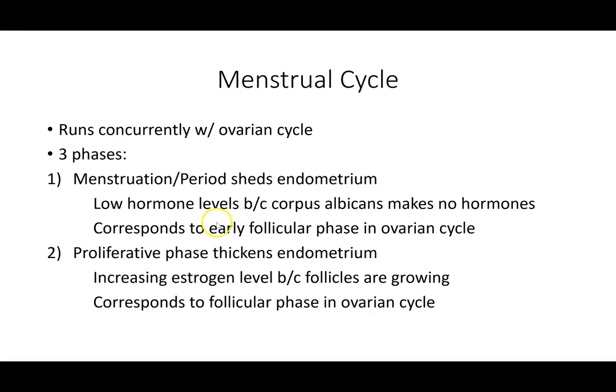Without those, it is going to break down and be shed. This happens simultaneously to the early follicular phase in the ovarian cycle. So we're shedding this endometrium at about the same point in time that we are starting to build a new follicle in the ovary. The next phase is the proliferative phase, and this is where the uterus starts regrowing that layer of the endometrium, due to increasing estrogen levels as those follicles are growing in size in the ovaries. This is the middle to later stage of the ovarian cycle, when the proliferative phase in the uterus is taking place.